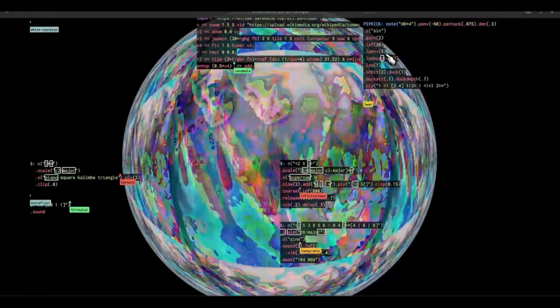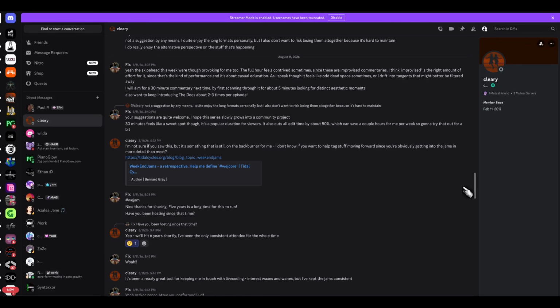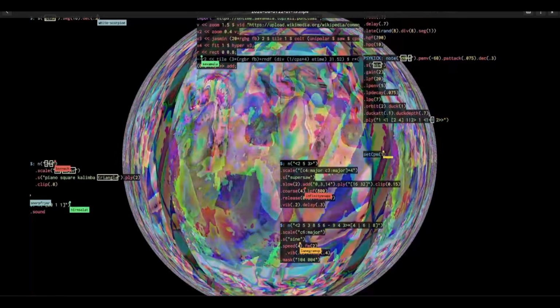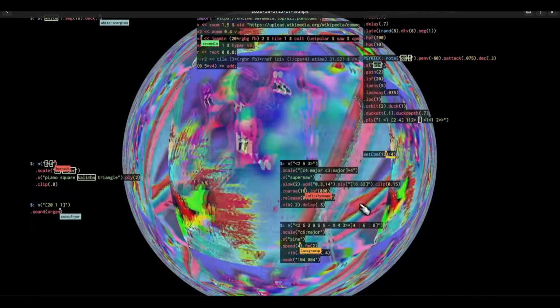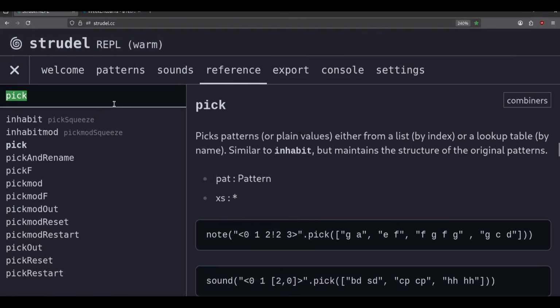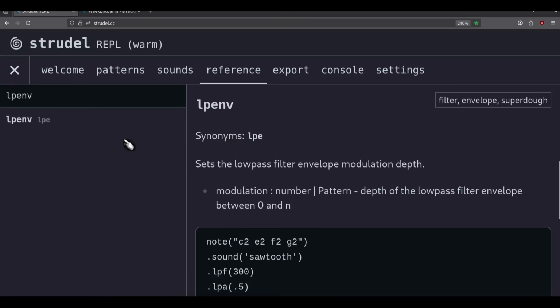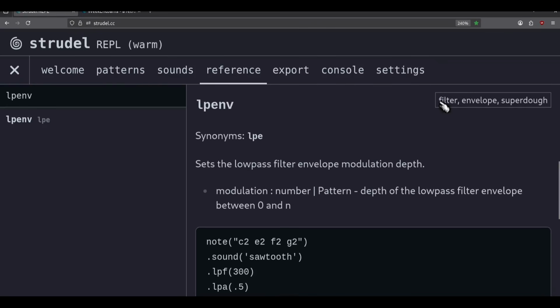5 doesn't mean 5 hertz, it means some value in, let's just see, let me look at the docs on that too. Sorry. Modulation, so the tags are filter and envelope and super dope. So that's the low pass filter, envelope, modulation, depth.